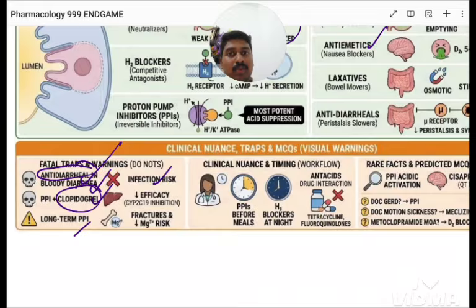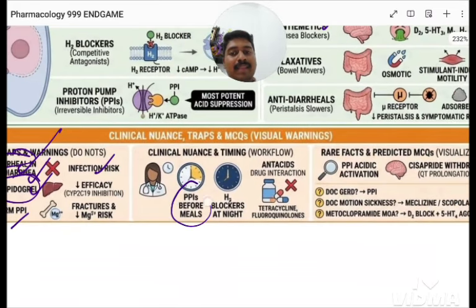Next, long-term PPI can also cause fractures. It can also decrease magnesium. Okay, this decreased magnesium is a reason for this hypocalcemia causing fractures. Okay. Next, PPIs are given before meals.